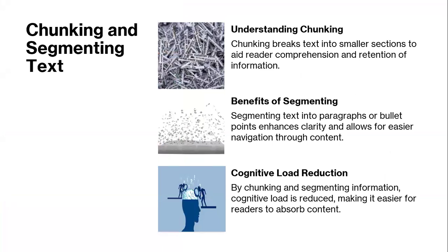Chunking involves breaking text into smaller, manageable sections. For example, reading one sentence at a time, or one paragraph at a time, or one section at a time. Chunking helps readers process information more effectively and reduces the cognitive load. Segmenting text into paragraphs or bullet points can also enhance clarity.